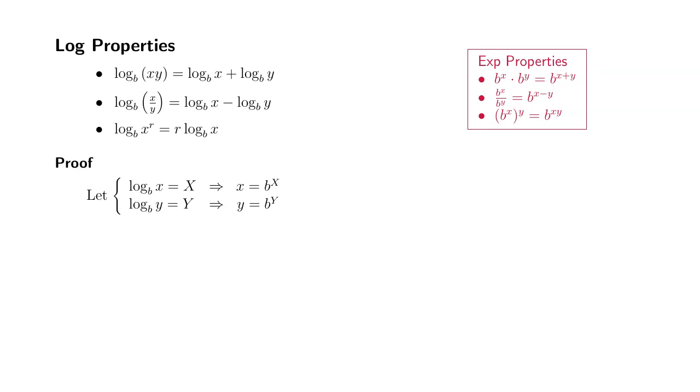I'm going to start with log to the base b of x times y. I'm going to replace x and y by b to the capital X and b to the capital Y, which gives us this. Then by combining these two, we have log to the base b of b to the X plus Y. But if you have a log and an exponential function composed together, they cancel out each other because they are inverses of each other. You're left with just X plus Y.